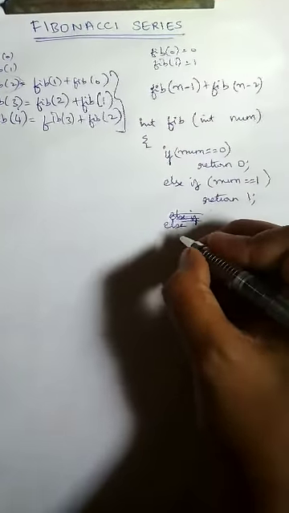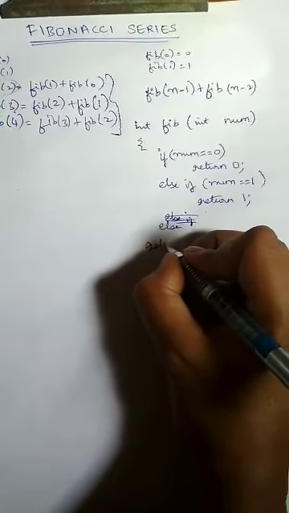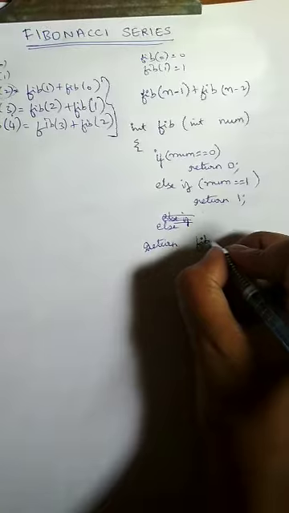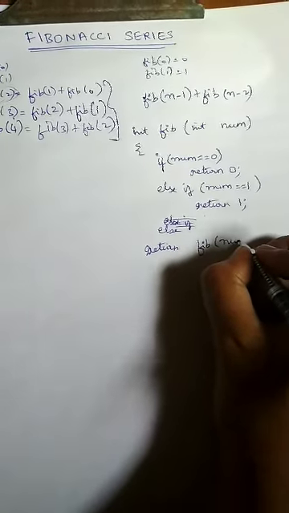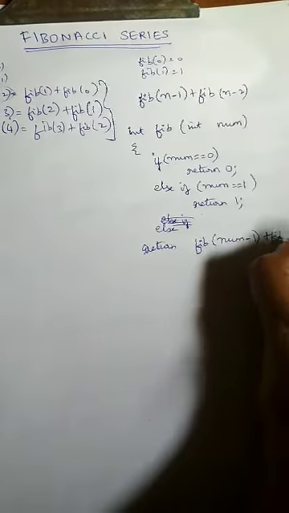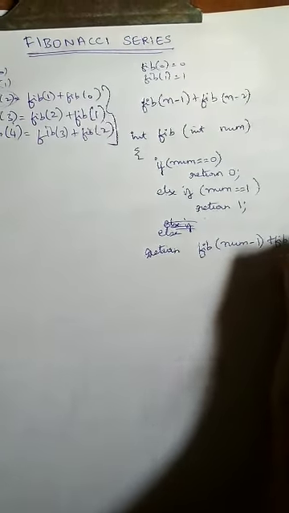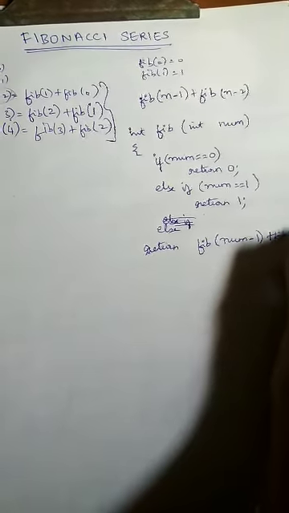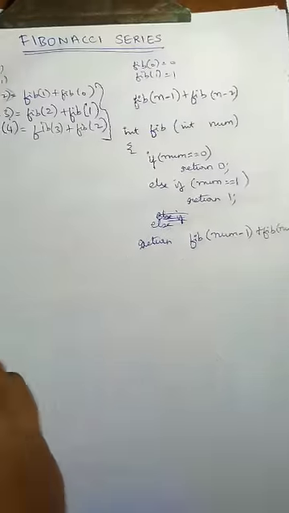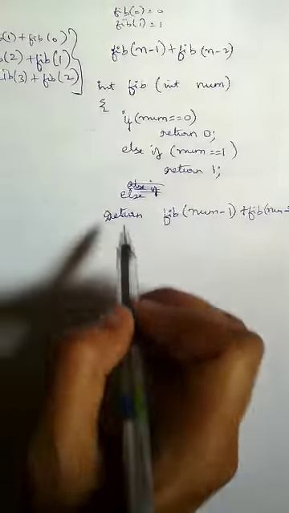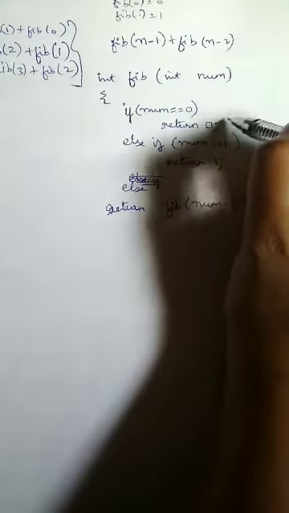Then return fib of number minus 1 plus fib of number minus 2. Okay, I can just write like this.